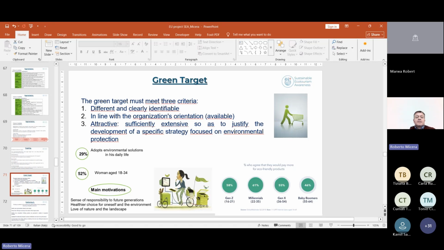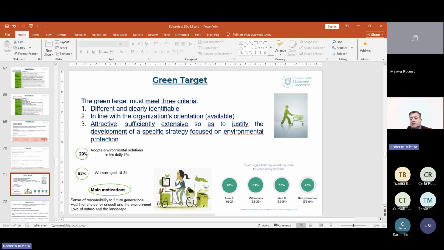This target is in line with the organization's orientation, could be attractive, and is sufficiently extensive to justify the development of a specific strategy focused on environmental protection. If we consider the green target, almost 46% of baby boomers are green.